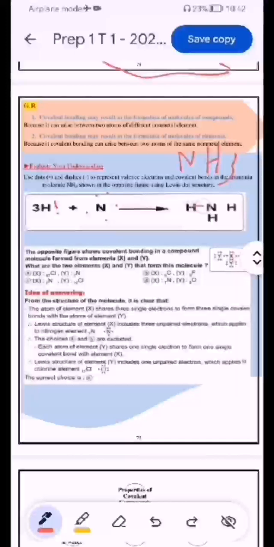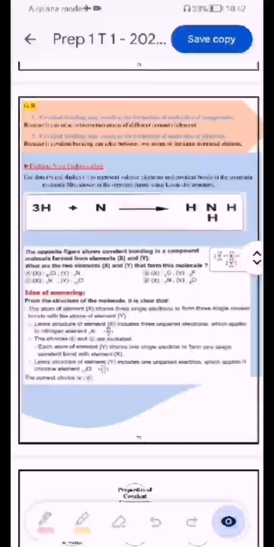So we will have what? 3 single covalent bonds between nitrogen and hydrogen, and we will put the pair of electrons above the nitrogen, okay? So you'll have 3 single covalent bonds.